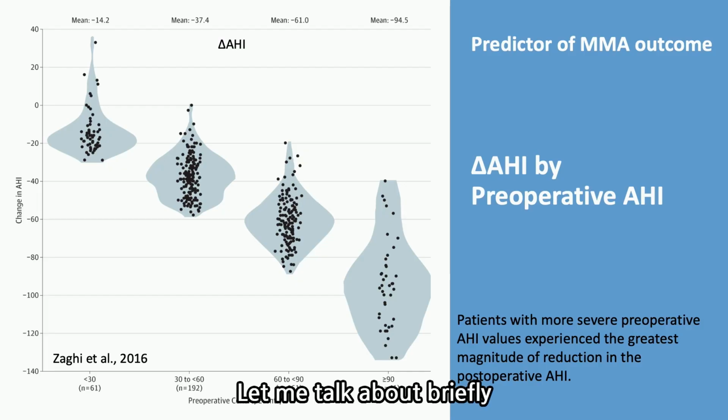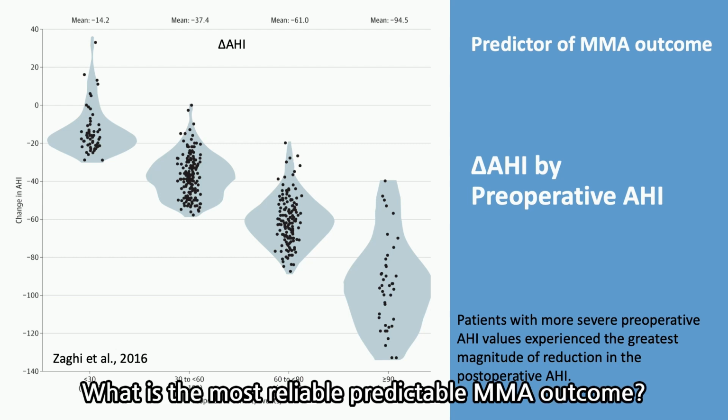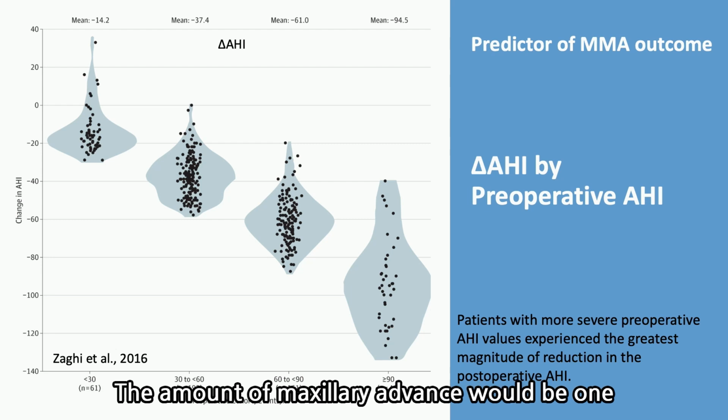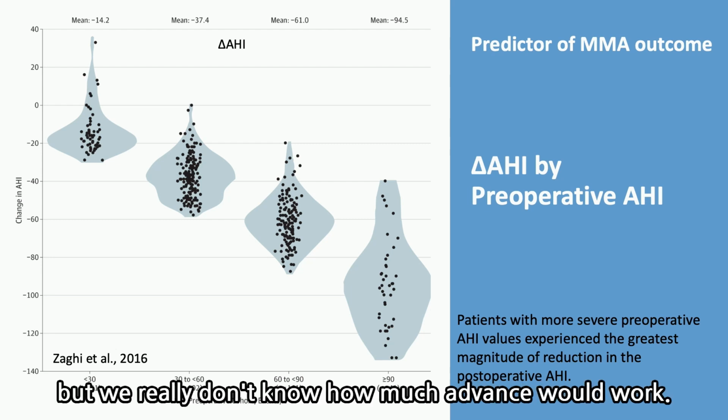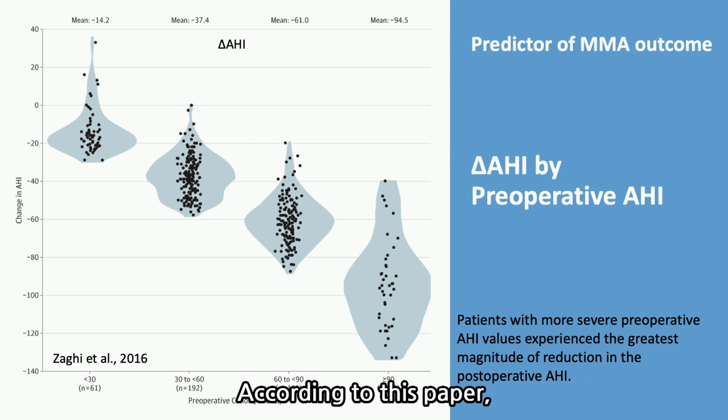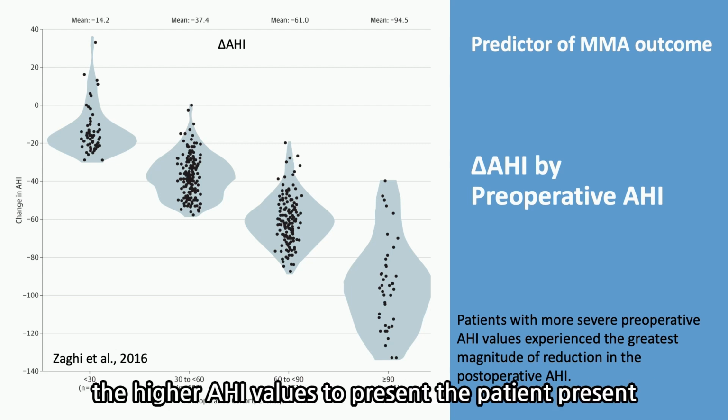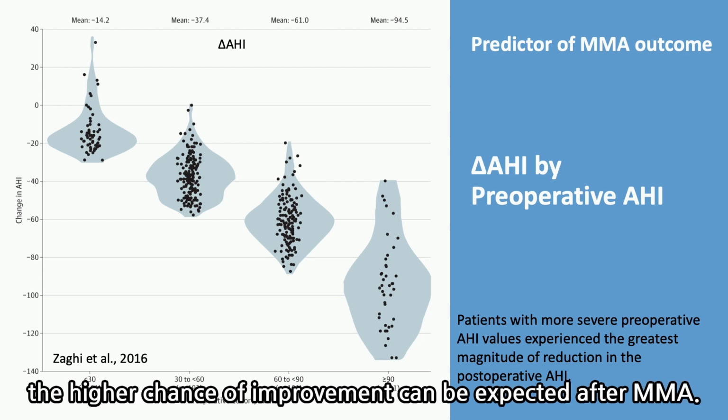Let me talk briefly about outcome predictors of MMA. What is the most reliable predictor of MMA outcome? The amount of maxillary advancement would be one, but we really don't know how much advancement would work. According to this paper, the higher the AHI value the patient presents, the higher the chance of improvement can be expected after MMA.